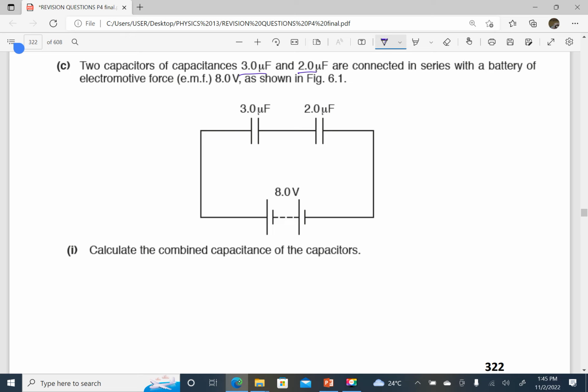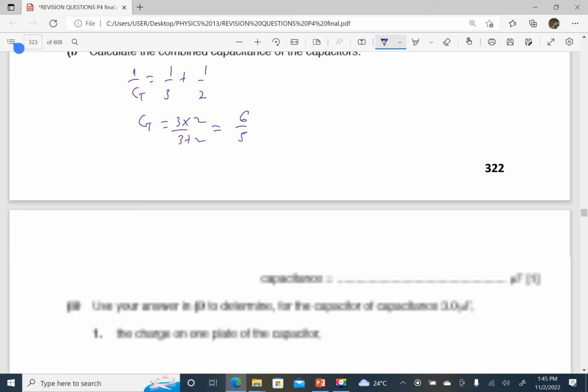Combined capacitance, I will just say product over sum. Or if you want, 1 over C total is going to be 1 over 3 plus 1 over 2. So C total is going to be 3 times 2 over 3 plus 2, which is going to be 6 over 5. And I think that is 1.2. So the total capacitance is 1.2 microfarads.